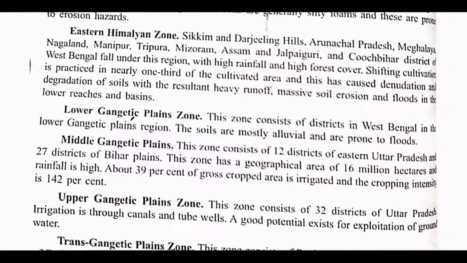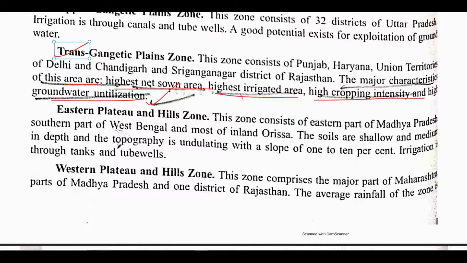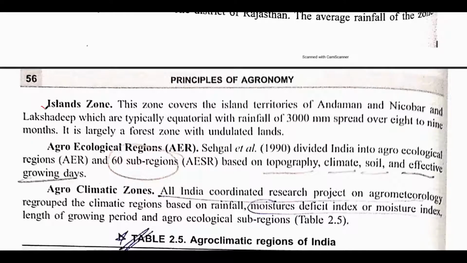Out of all these climatic zones, the important one is the Trans-Gangetic Plain zone, because it has the majority of the characteristics: highest net sown area, highest irrigated area, highest cropping intensity, highest groundwater utilization. So this forms the important part. The other important thing is the Eastern Plateau and Hill zone. This is the largest agroclimatic zone, and the smallest is the Island zone. This is the smallest one.